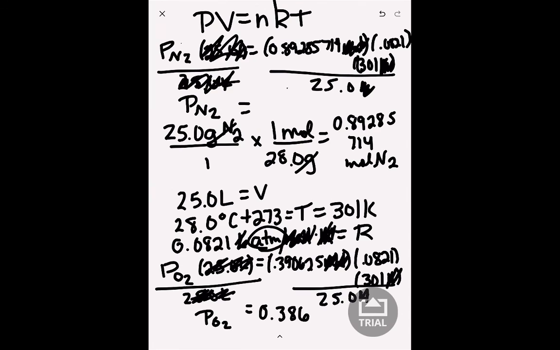And then I've got to substitute these numbers into my calculator. So 0.89285714 times 0.0821 times 301 equals, divided by 25 equals. And I got 0.882575, and again I know I need 3 significant digits, so 0.8825 rounds to 0.883, and again, these are atmospheres for both of these.